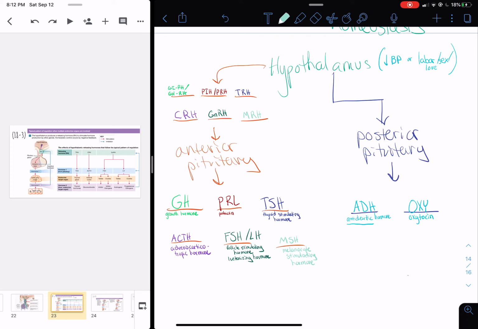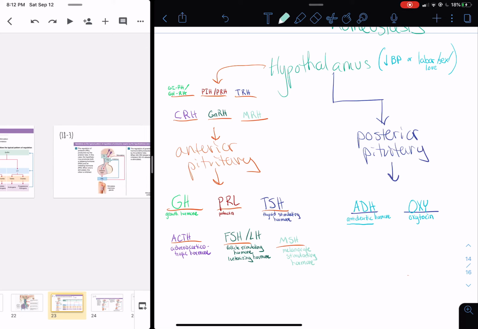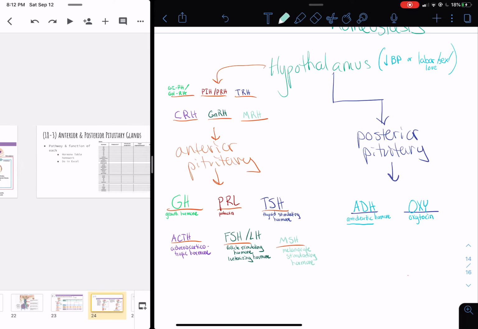So the rest will run through the rest of the class, but for now, we're just introducing all of them and their pathways and where they're coming and going. And that's what all these slides say as well.